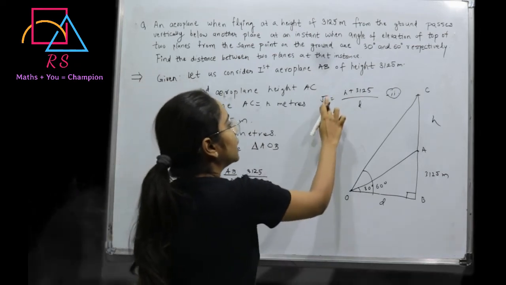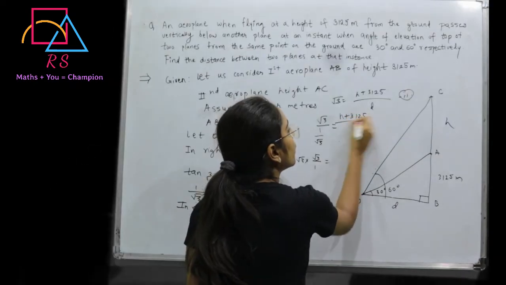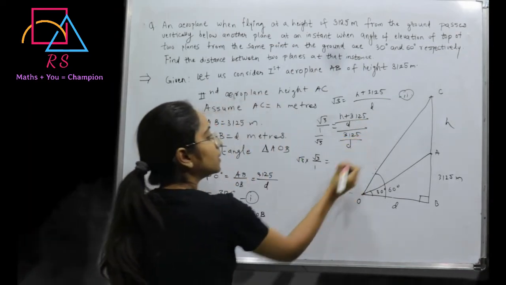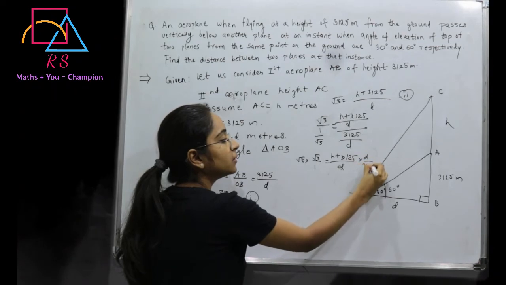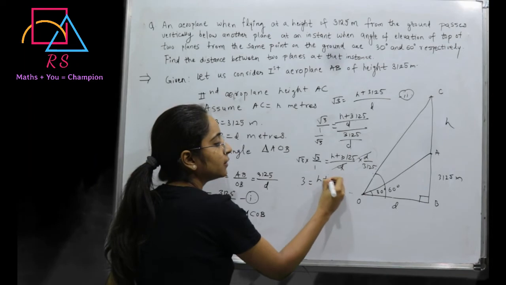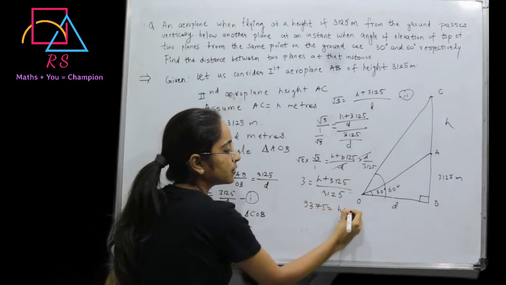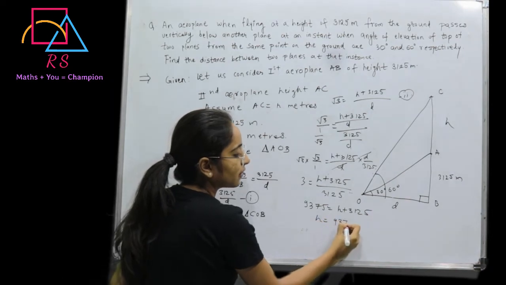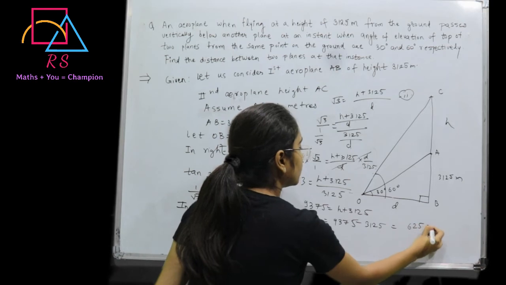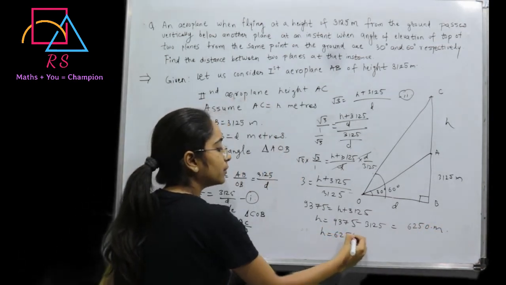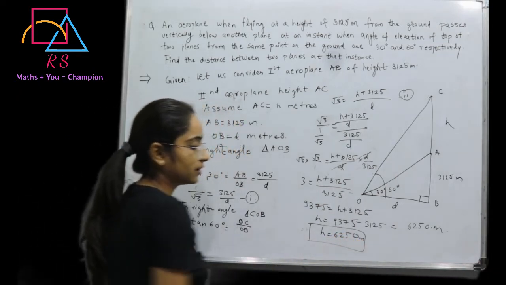Now I can solve the two equations. I will divide the second equation by the first equation. Dividing, I get H plus 3125 upon D into D upon 3125. So D will get cancelled. 3 equals H plus 3125 upon 3125. I can get here 9375, which equals H plus 3125. I get the value of H as 9375 minus 3125, which is 6250 meters. So H is 6250 meters, which is the required result, the distance between the two planes at that instant.